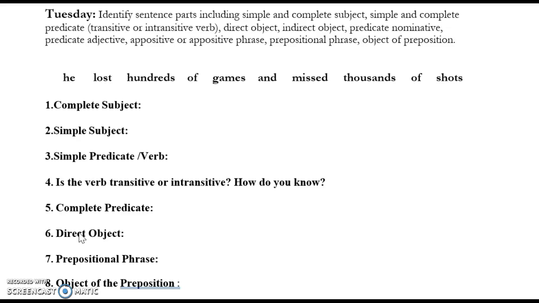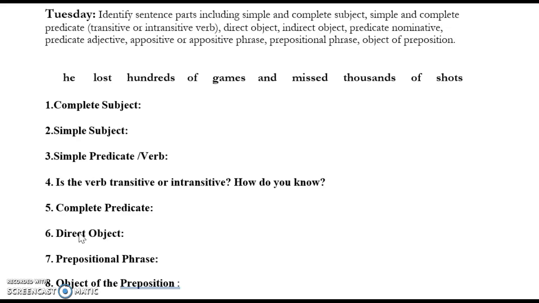To find the direct object, this is something new. We did it last week, but what you have to do is you have to add the subject, add the verb, and then ask the question what. So, subject, verb, what, and whatever answers what, that is your direct object.